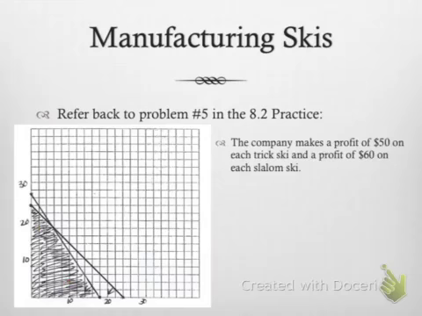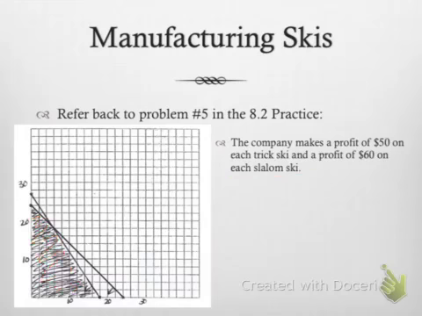Okay, well now let's add some additional information here. So the company can make a profit of $50 on each trick ski that it sells and a profit of $60 on each slalom ski that it sells. So without this information, anything in this section was a possibility. But to be able to narrow it down to what is the best possible combination of x and y, we have this additional bit of information, which is how much profit the company can make on the different skis.